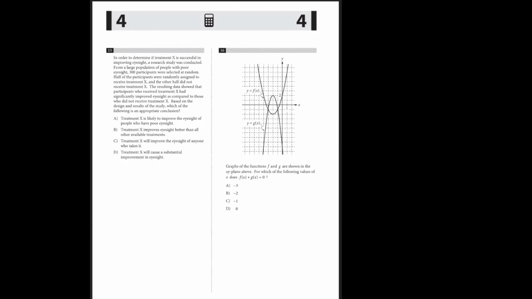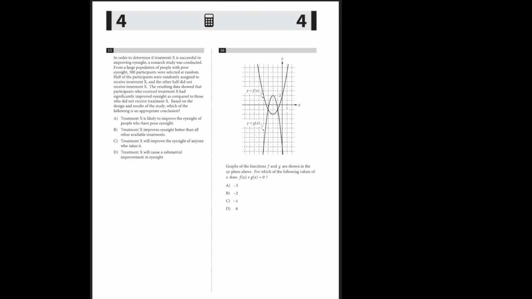So it says, in order to determine if treatment X is successful in improving eyesight, a research study was conducted. From a large population of people with poor eyesight, 300 participants were selected at random. Half of the participants were randomly assigned to receive treatment X, and the other half did not receive treatment X. So 150 went to one group, the other 150 went to the other group. The resulting data showed that participants who received treatment X had significantly improved eyesight as compared to those who did not receive treatment X. Based on the design and the results of the study, which of the following is an appropriate conclusion?